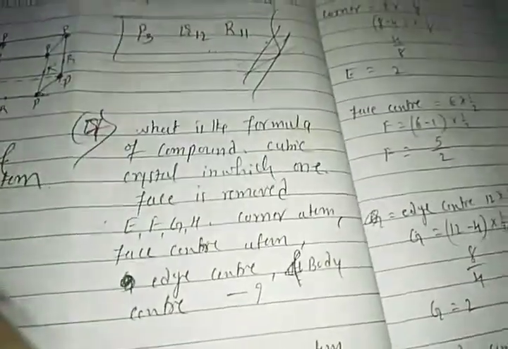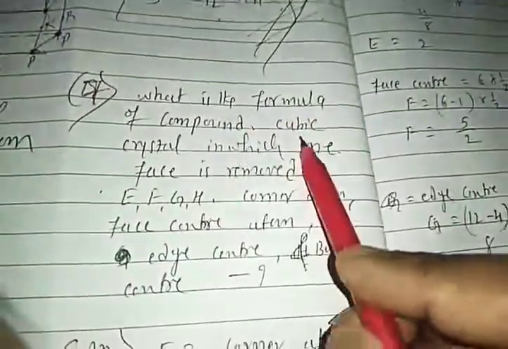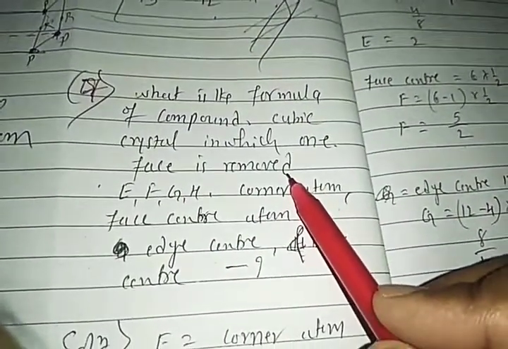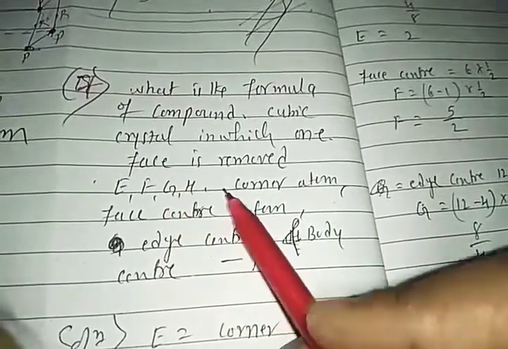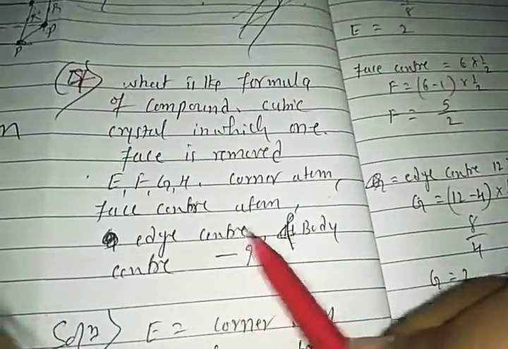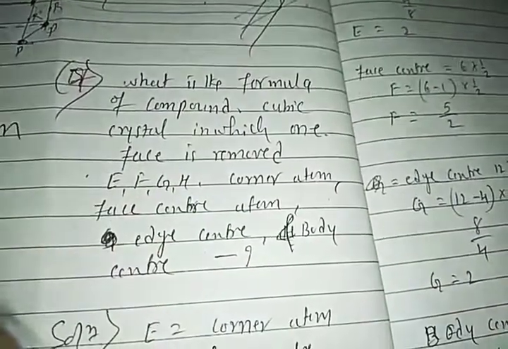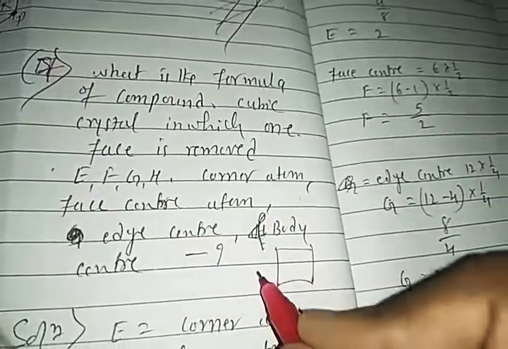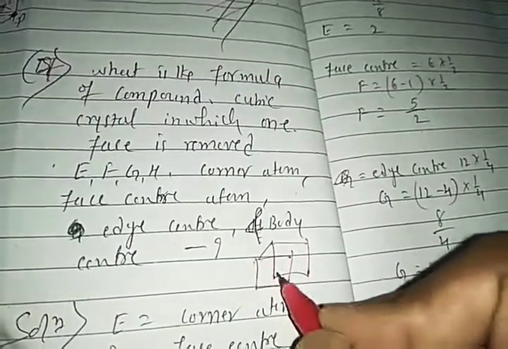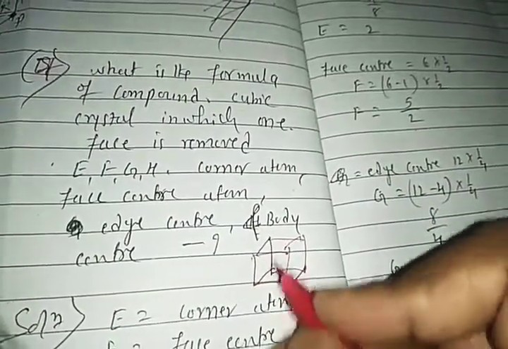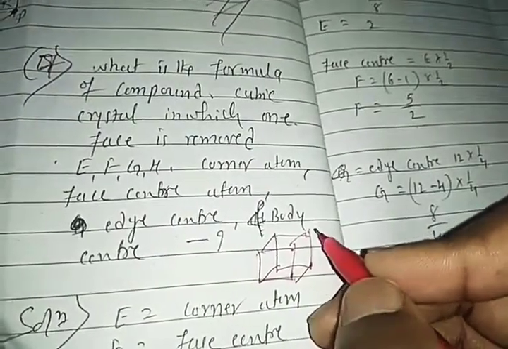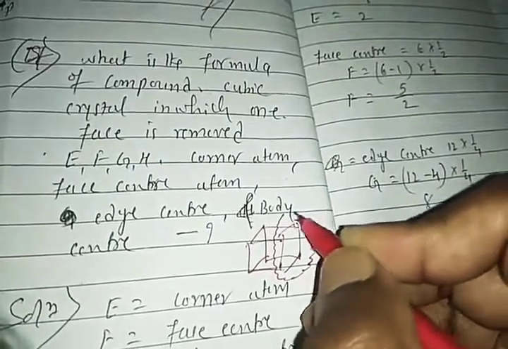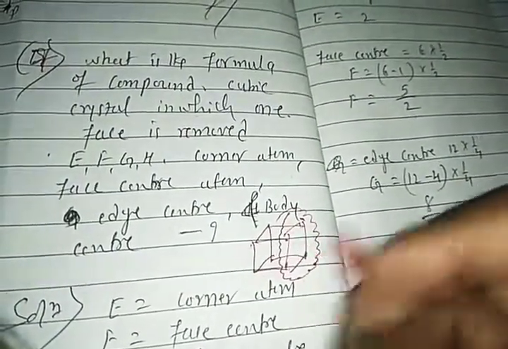So one more example, students. What is the formula of a compound in a cubic crystal in which one face is removed? If one face is removed, E, F, G, H: corner atom, face center atom, edge center and body center. So whatever crystal is there, all the atoms are there. Unfortunately we have removed, dissociating this portion.